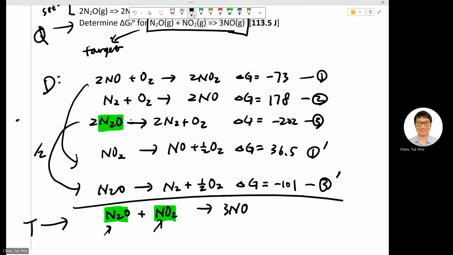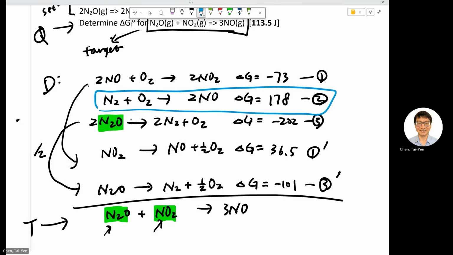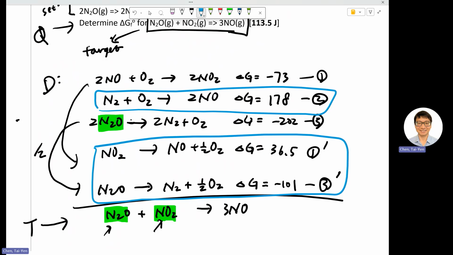All right. Up to this point, you've taken care of your reactants already. Then what you will need to do is add the equations up. The things that remain are these two, right? And when you add these equations up, you'll realize that something is going to cancel out.